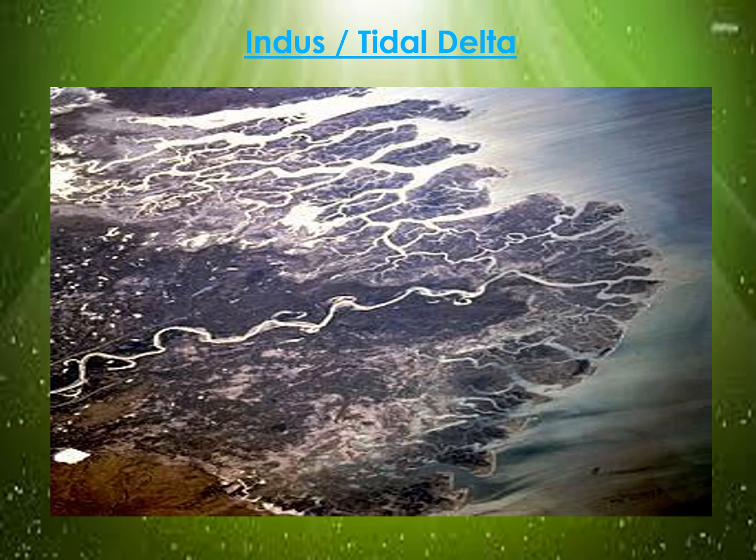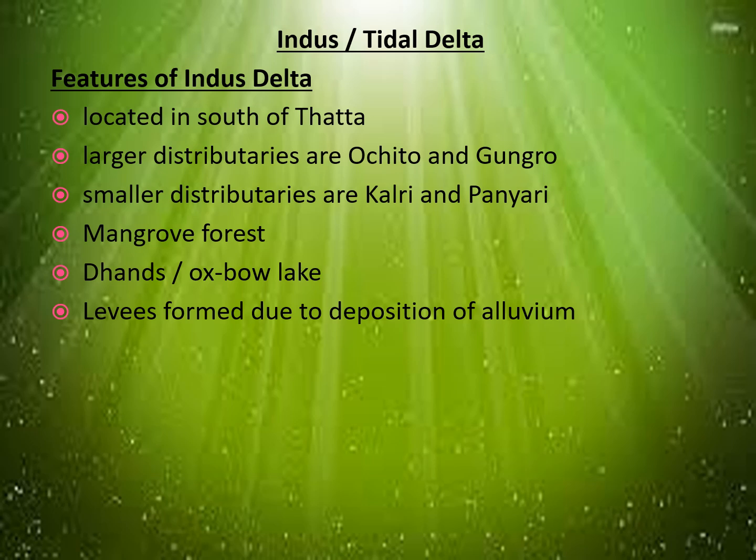If we talk about the features of the Indus Delta, it is located to the south of Thatta, and the smaller distributaries are present there, and the sea water often fills up the distributaries, and there are many mangrove forests over there. There are some depressions and deltaic areas, and there are some oxbow lakes as well. And there is some deposition of alluvium over here. There are some dhans which are called oxbow lakes. It is a very ideal place for mangrove forests.